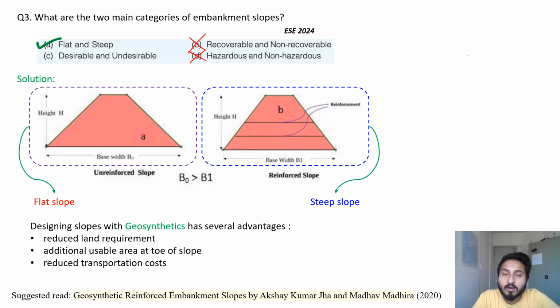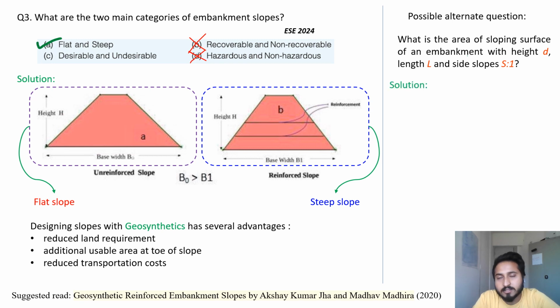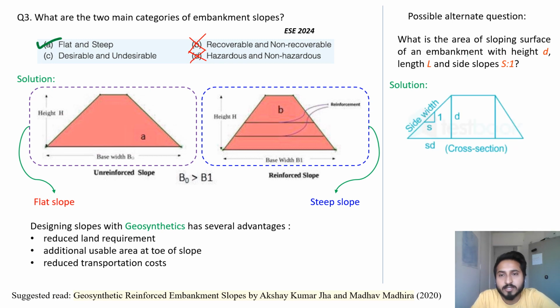So let's look at an alternate question that is possible from here. The alternate question goes like this. What is the area of sloping surface of an embankment with height D, length L, and side slopes S is to 1? Let's look at the solution. This is the embankment with side width which we have to find out, and the slope is given, S is to 1, depth is given, D, length is given, L, which is into the plane of the screen that you are seeing. So we have to find the area of sloping surface.